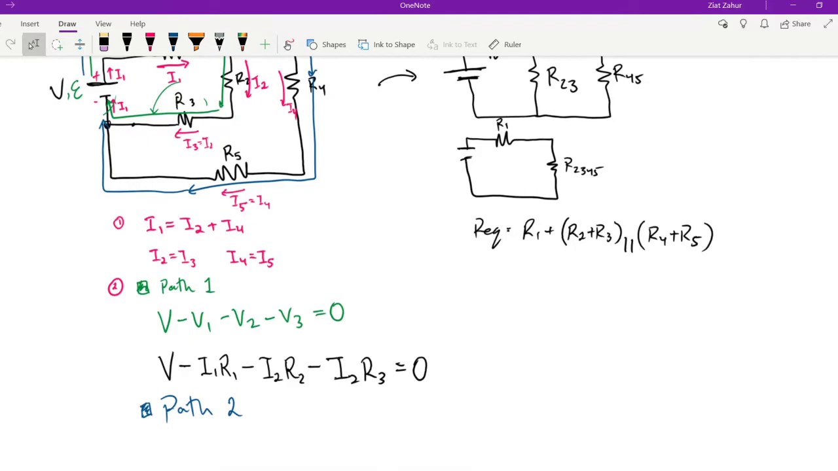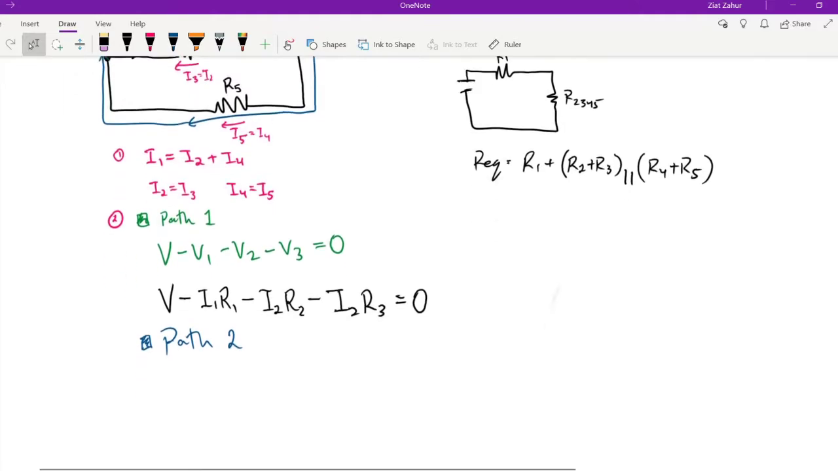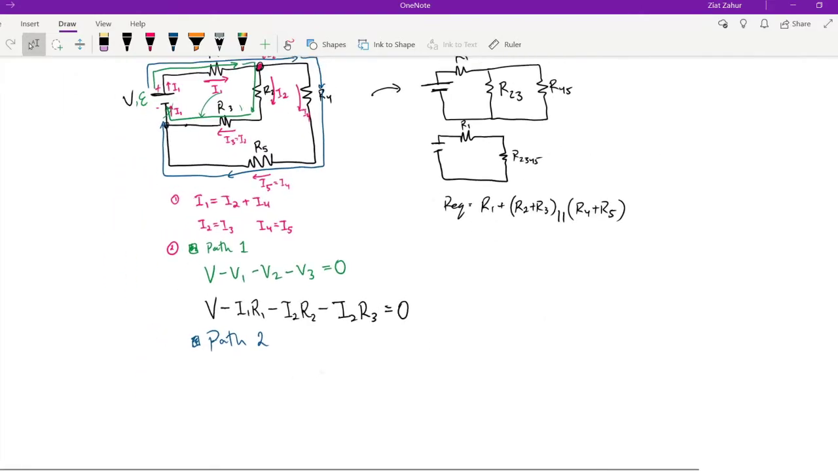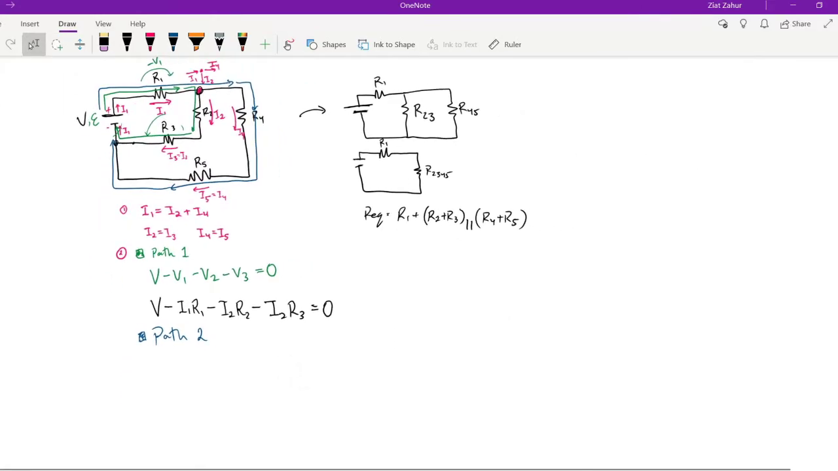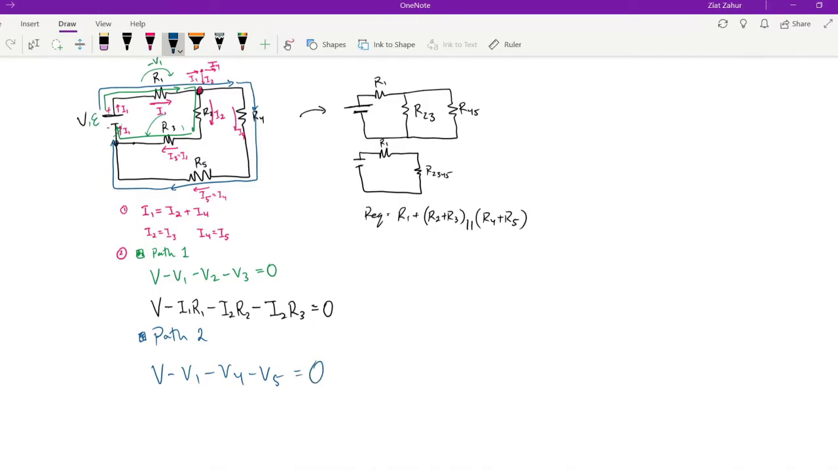All right, well, very good, I guess. We have everyone sleeping. V minus V1 minus V4 minus V5 equals 0. Good job, V-Boo.